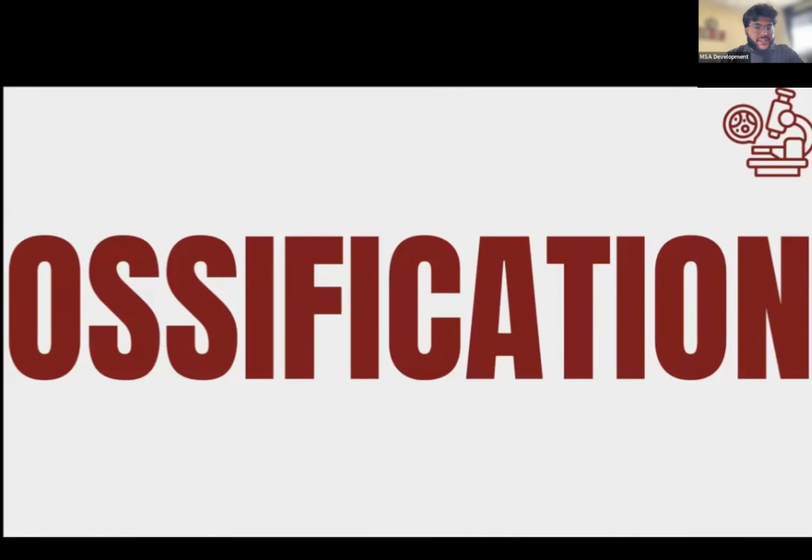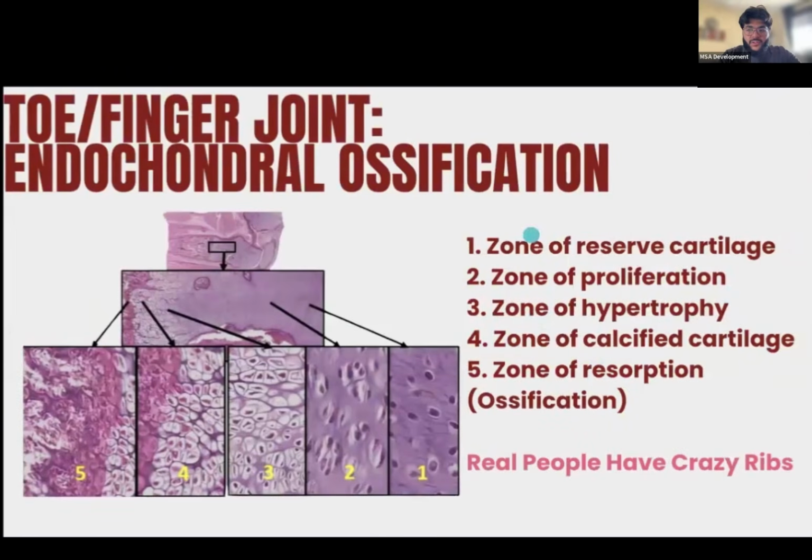And with that, let's get straight into it, starting off with ossification. So we're going to start with ossification, which is basically how our bone is formed. There are two main types of ossification that you should know: endochondral and intramembranous ossification. Starting off with endochondral ossification.